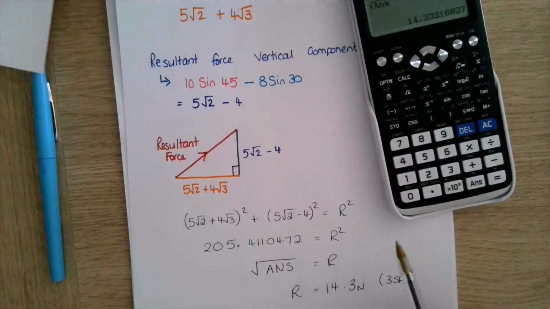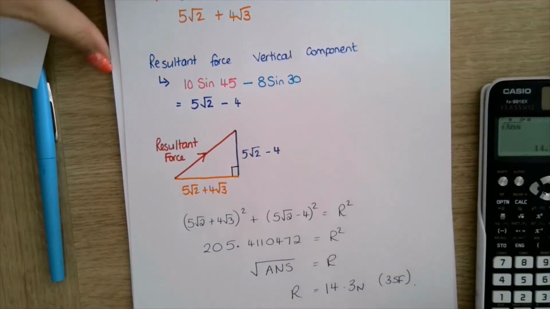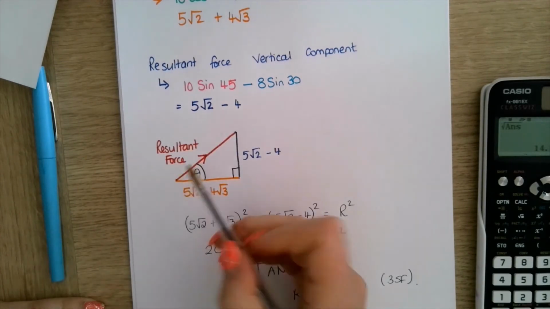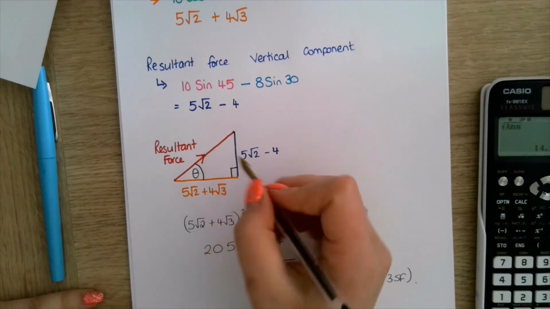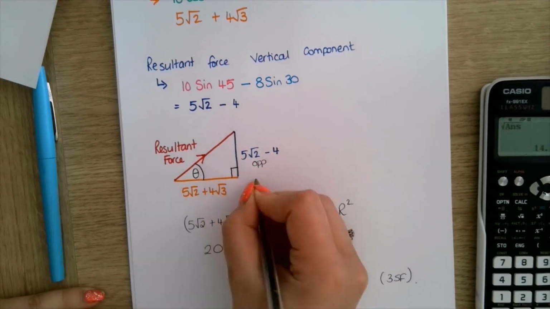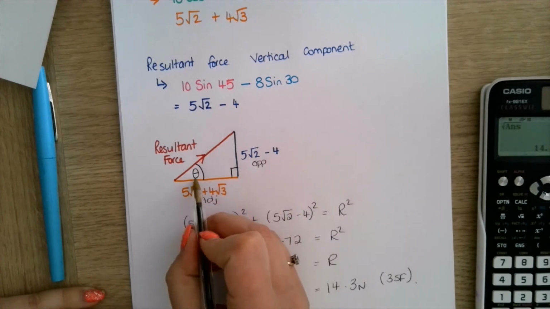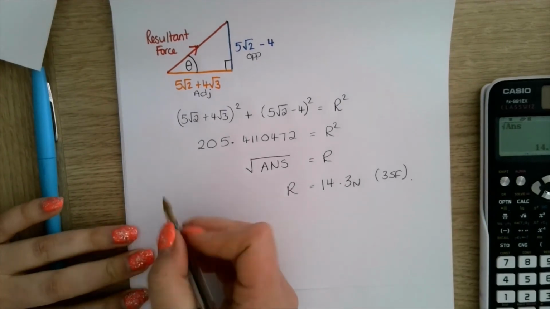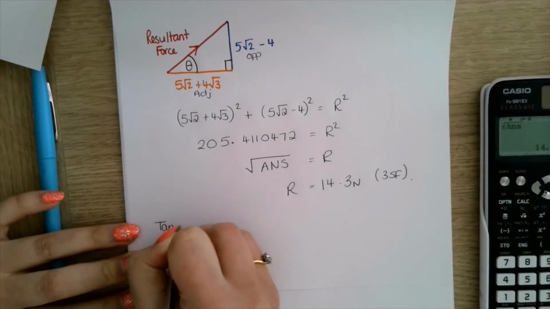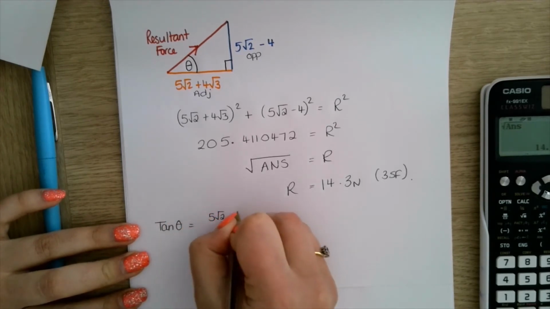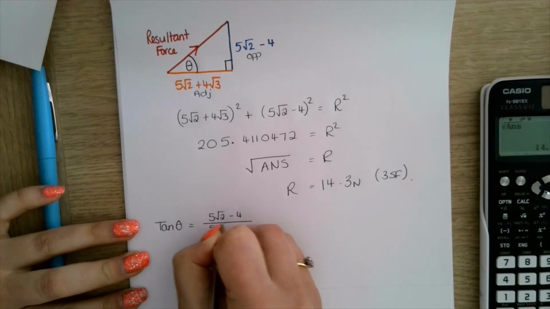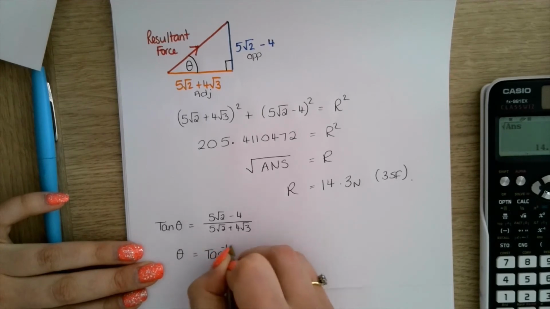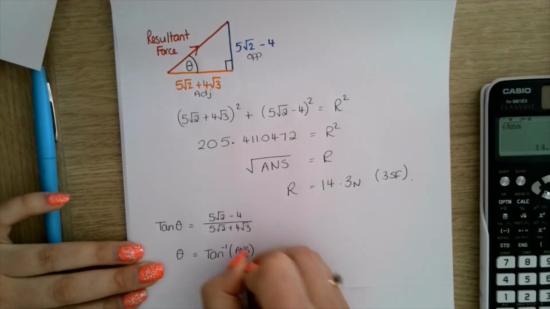So, looking at this triangle that I've got here, the direction is going to be the angle at which this force is going in. So all I'm going to do is use the opposite and the adjacent. Tan theta is opposite over adjacent. So tan theta is my opposite, 5 root 2 minus 4, over my adjacent, 5 root 2 plus 4 root 3. Theta is the inverse tan or arctan of that answer.